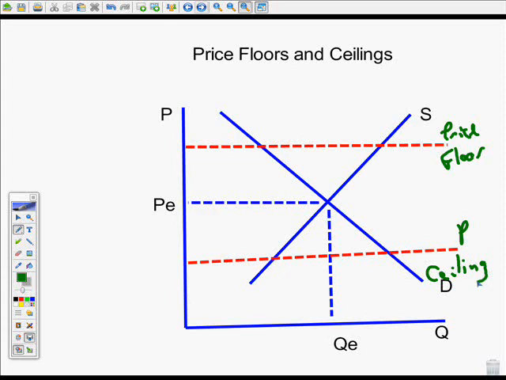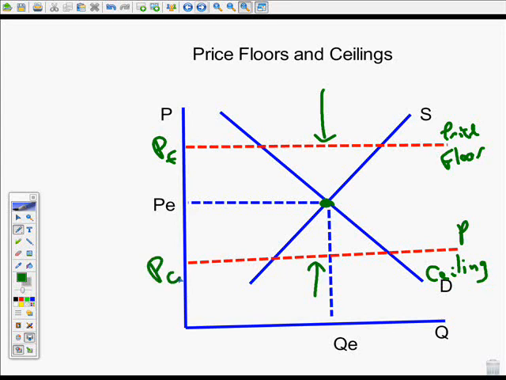Why? Well, where does the market want to be? It wants to be right there at equilibrium. A price floor prevents you from getting to that equilibrium point. In other words, it's as low as you can go. A floor is as low as you can go. A price floor is as low as the price can go. So we're going to stop the price right here at P sub f, or in the case of a price ceiling, we're trying to go as high as we can go, and that'll be at P sub c.